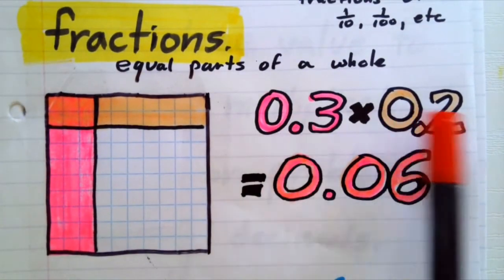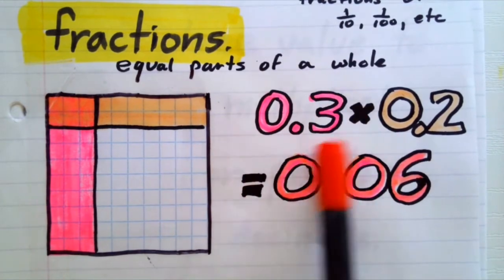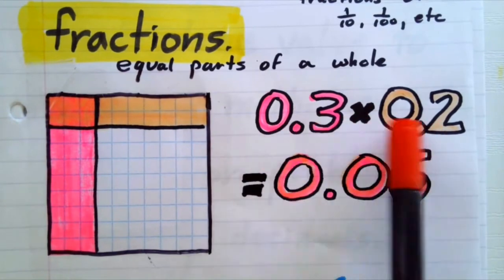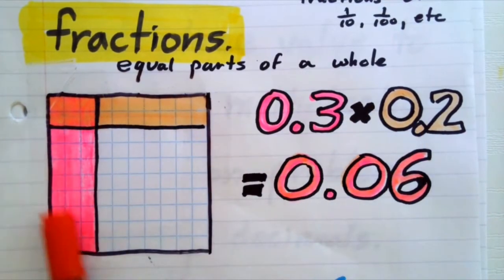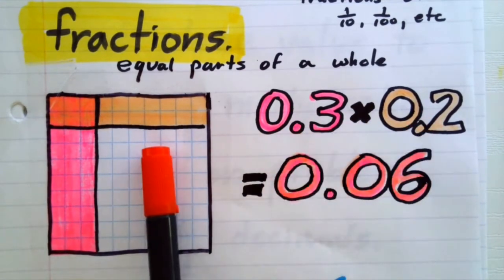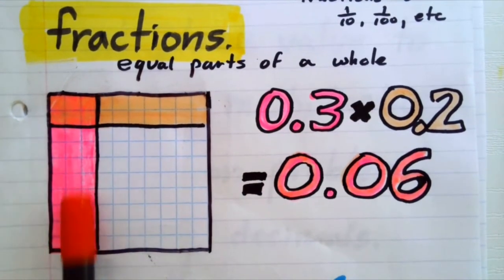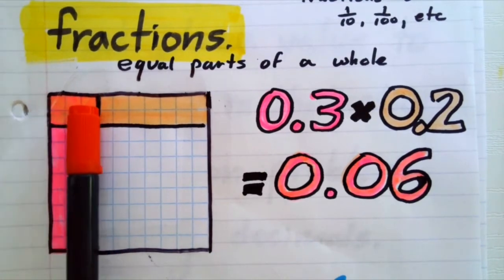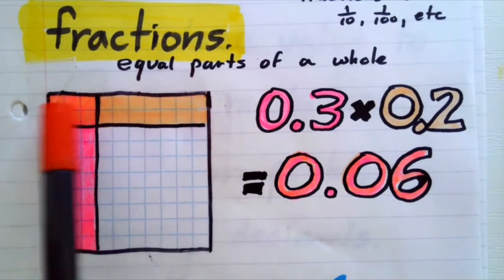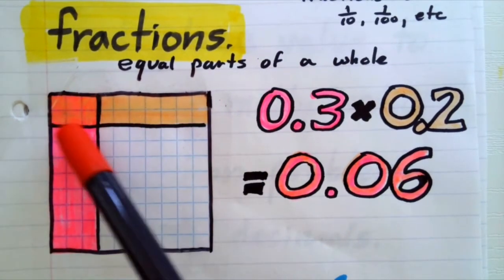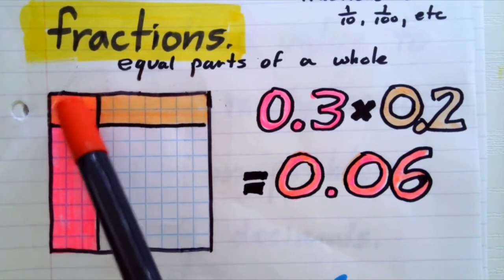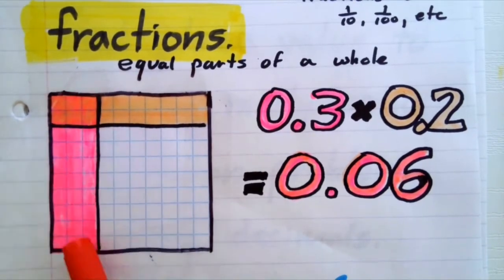Here we have two decimal fractions, 3/10 and 2/10, and we are multiplying them together. Here on our model, we see what happens when we multiply something by a fraction. This amount, 3/10 of a whole, is being multiplied by 2/10. This little square, or rectangle rather, up here is 2/10 of this amount that is pink.